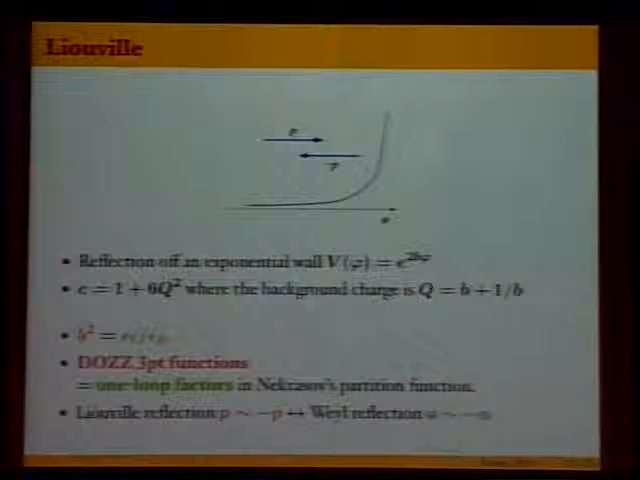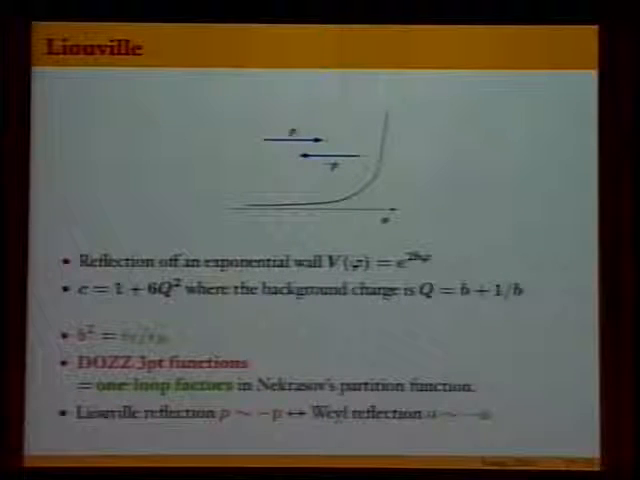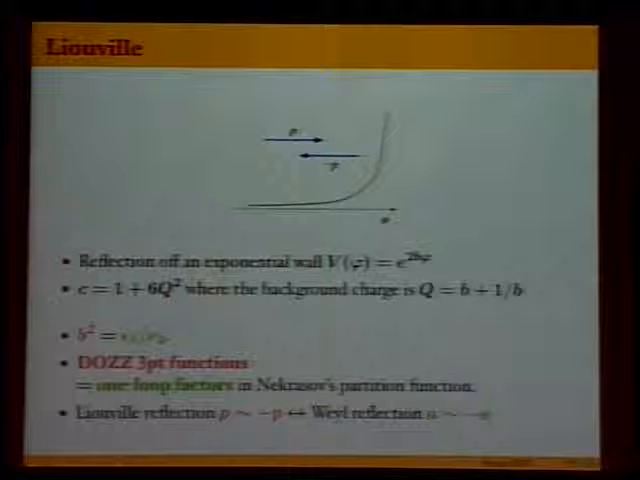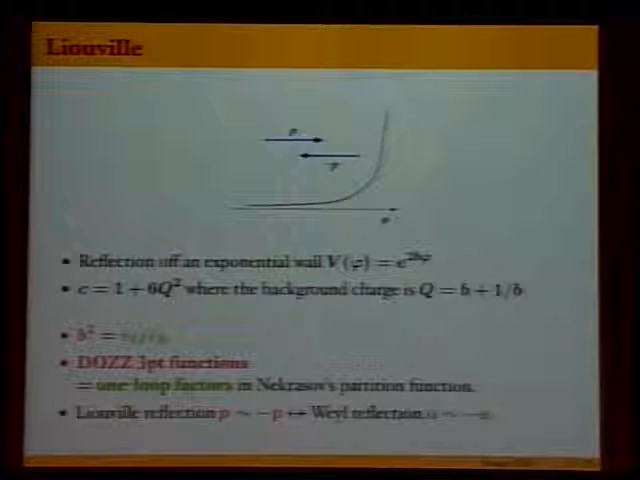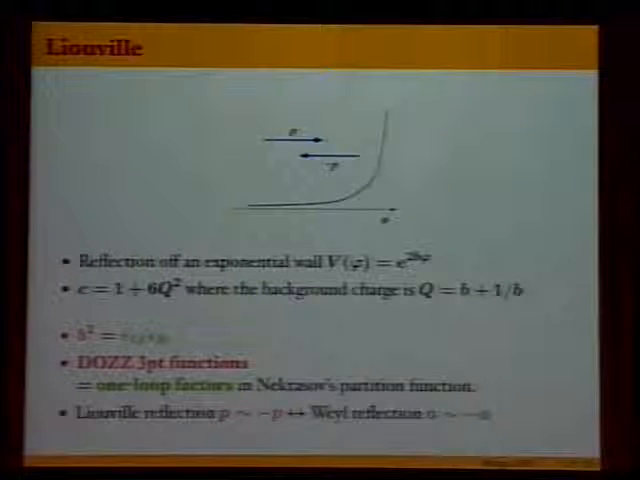So looking at this structure and comparing what we found, it's very natural to match the parameter b squared on the Liouville theory side with the ratio of the rotation parameters, epsilon 1 and epsilon 2. And you can really easily check using the property of special functions that something called the Dorn-Otto-Zamolodchikov-Zamolodchikov 3-point function of the Liouville theory is equal to the one-loop factors appearing in the Nekrasov partition function, which enters in the calculation of the partition function on S4. And the important thing is that the Weyl reflection on the gauge theory side corresponds to this reflection off the Liouville wall.